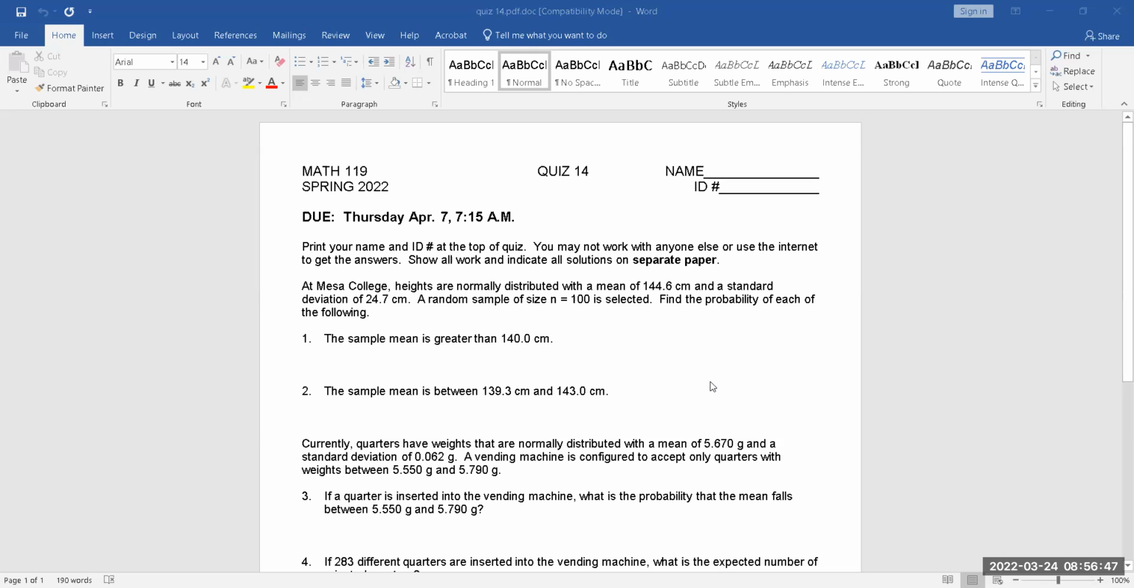So what's the second question? So in words, what's the probability that my mean is between? And this is the second question. So now I have to calculate two z-values. Because the mean is 144.6, both of these numbers are below average, aren't they? What does that mean in terms of z? They're both going to be negative.